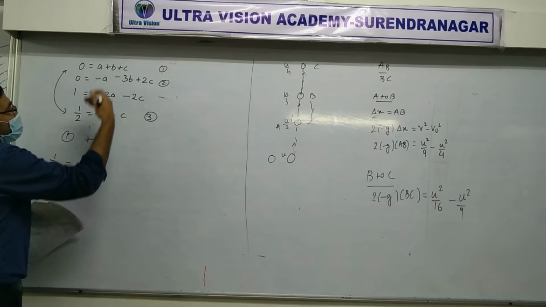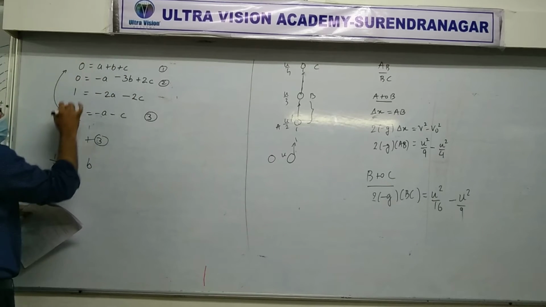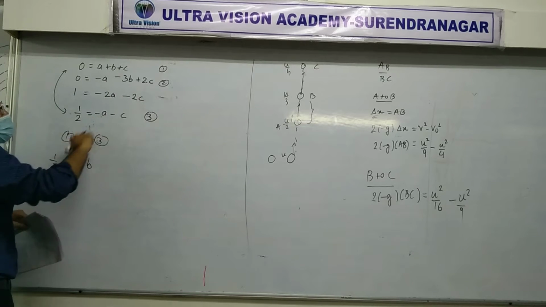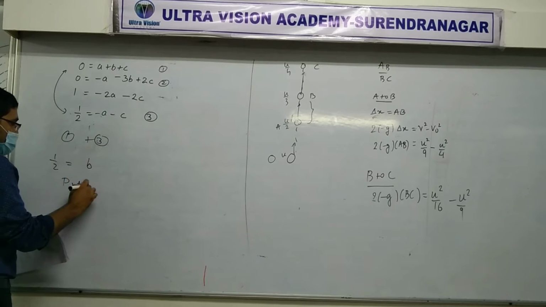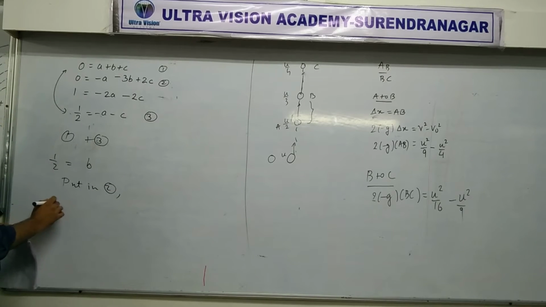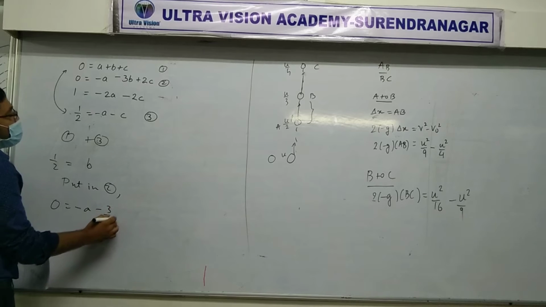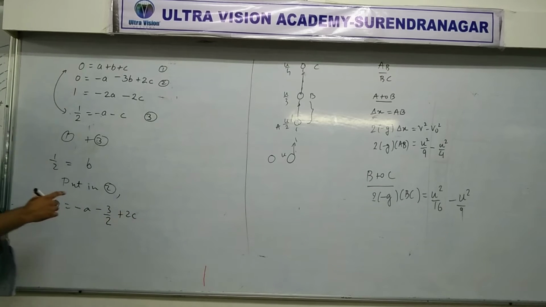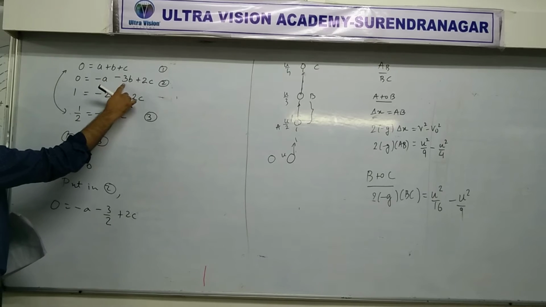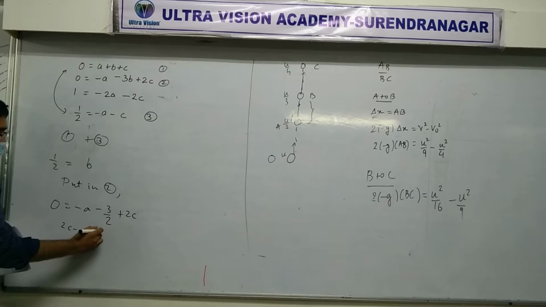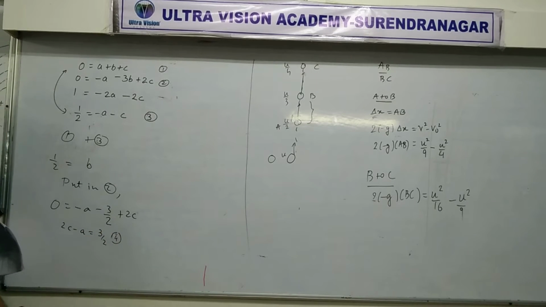Okay, once you get b, what to do now? You put b in the other equation. We did this with 1 and 3, so now you should put b in the second equation, not in any of these, otherwise you will get the same. So put it in 2. You get 0 equal to minus a minus 3 by 2 plus 2c. Understood? So from this you get 2c minus a is equal to 3 by 2. Call it equation 4. Alright? Now what to do?